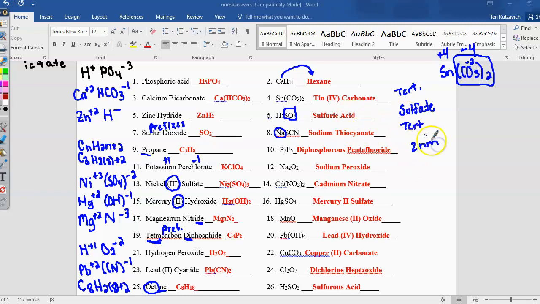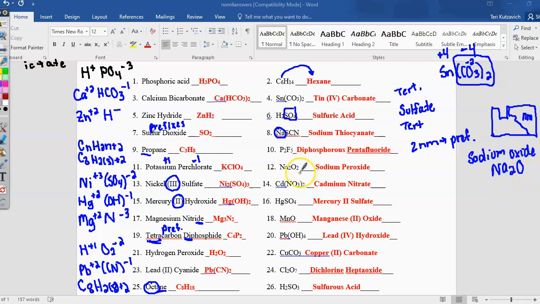This is 2 nonmetals, so you have to use prefixes. Just to review, nonmetals are to the right of the staircase. So if you have 2 elements coming together to the right of the staircase, you have to use prefixes for them. This right here, it's sodium, and this is peroxide. Sodium oxide would be this, Na2O. This has Na2O2, so that tells you this is the peroxide found on your polyatomic ion sheet.